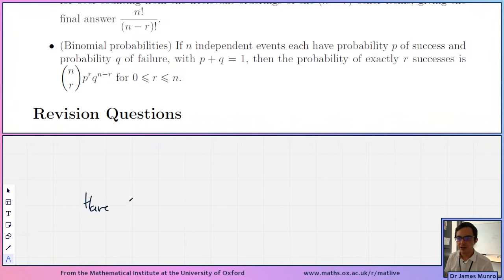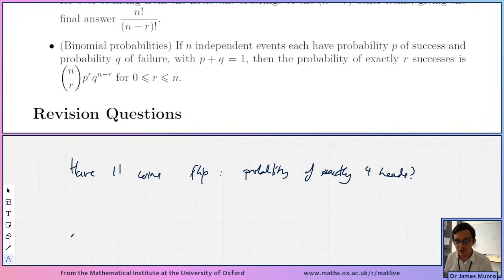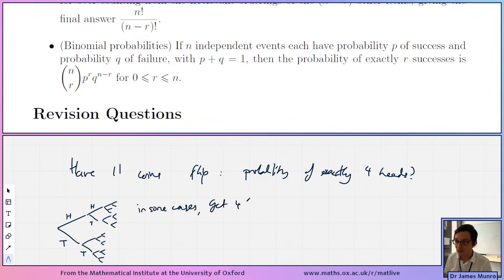There we go. I have 11 coins and I flip them. What's the probability of exactly 4 heads? Well, there are lots of things that could happen. You can draw a terrible sort of probability tree: either the first one comes up heads or it doesn't, then the second one either comes heads or tails, and then pick out from all of this probability tree. In fact, let's imagine doing this probability tree. It's got 2,000 final nodes on it, for my 11 events that are happening. And in some of these cases, you do get 4 heads.